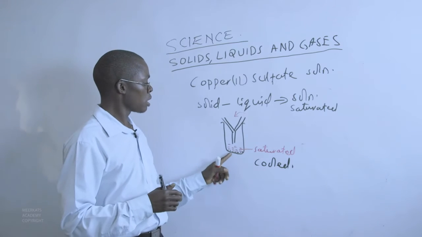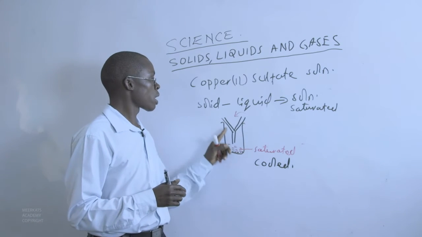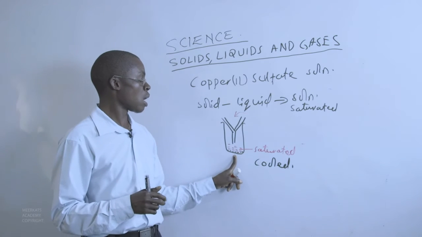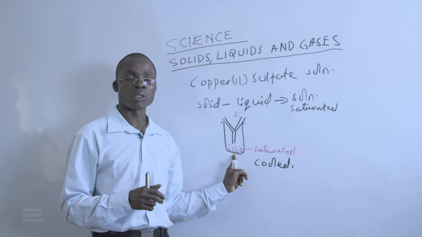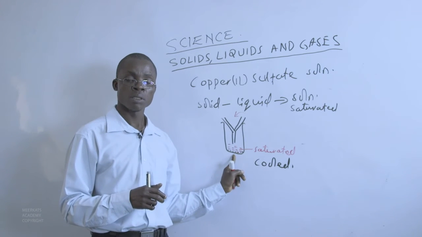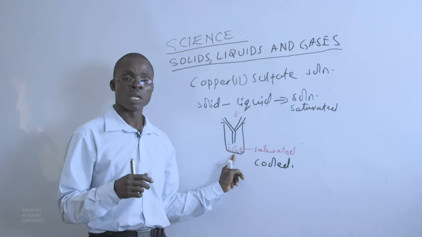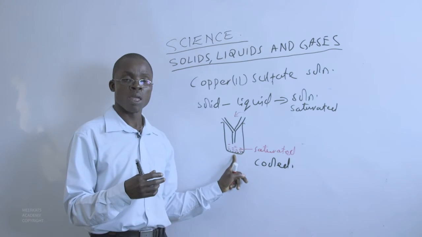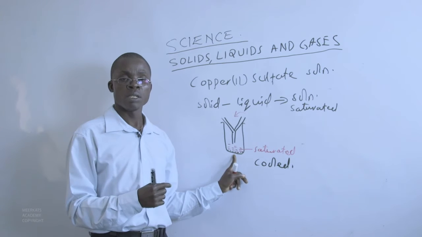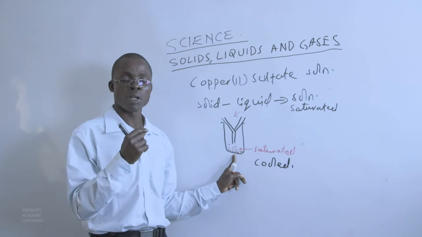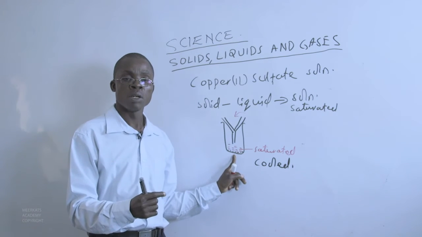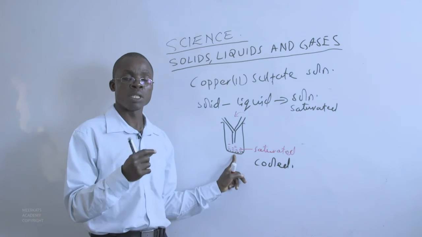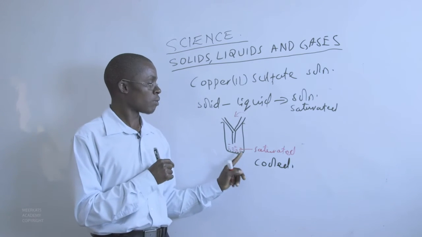So the solids that are being formed here are crystals of copper 2 sulphate, which have been formed in a process called crystallization. Crystallization is the process of forming a solid from a saturated solution when the temperature of the solution has been lowered, as we have done it.